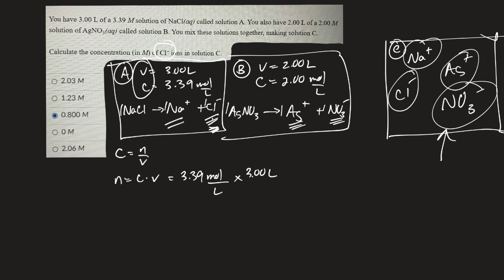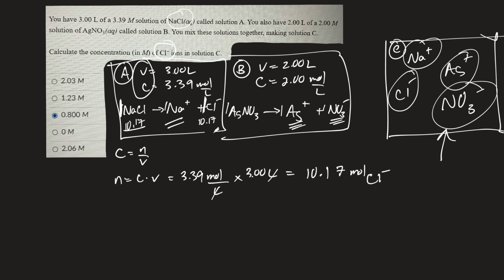When I multiply that together, that comes out to 10.17 moles. And that is moles of chloride ions. I guess this was the concentration of sodium chloride, but since it's a 1-to-1 relationship, the moles of sodium chloride that I have, which is 10.17, is going to be the same as the moles of the chloride ions. So this will also be 10.17.